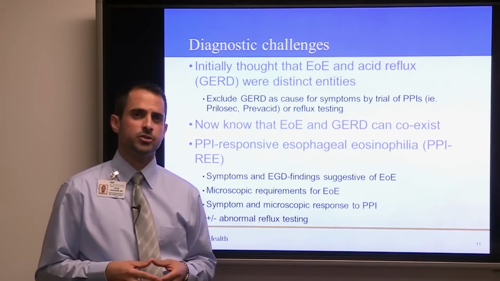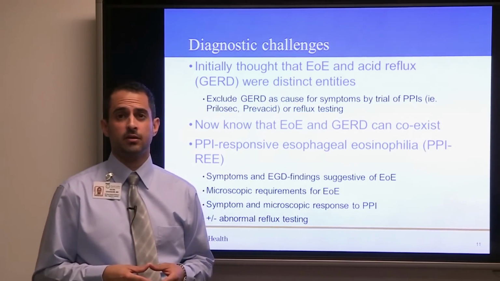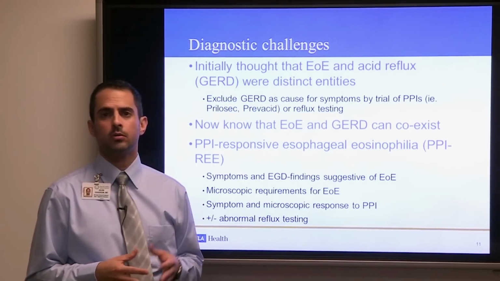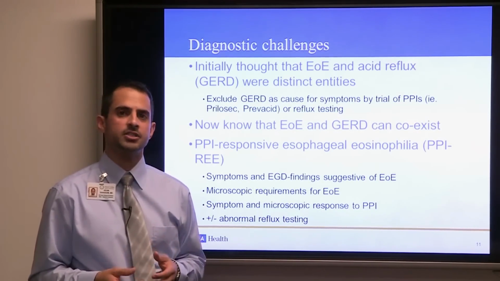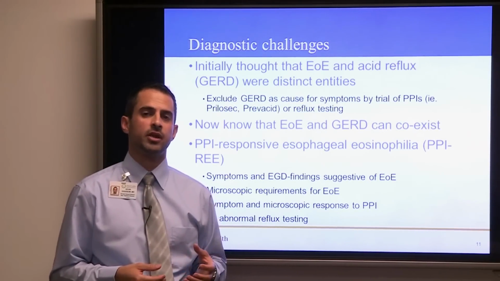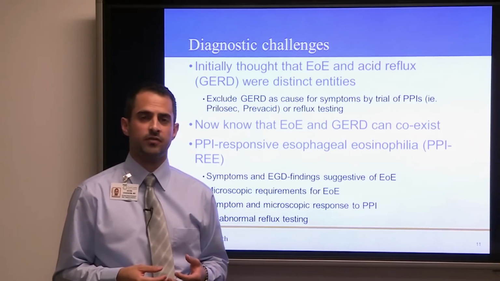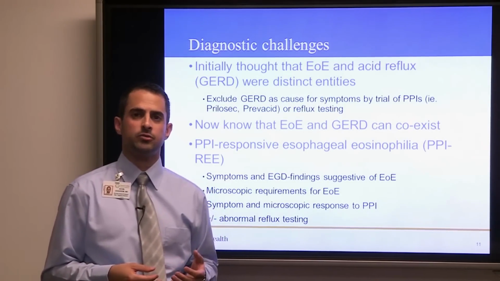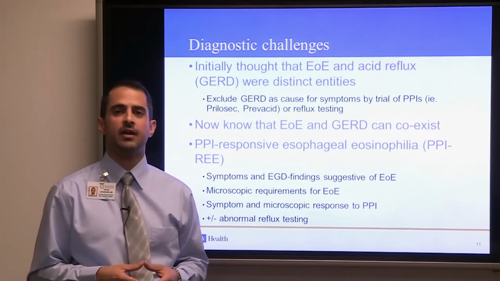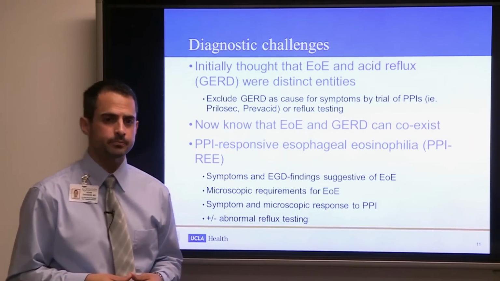But now we know that the two disorders can actually coexist, either as two separate problems occurring in the same patient, or the reflux being a consequence of the eosinophilic esophagitis. As I mentioned, there can be impairment in the movement of the esophagus, and one of the ways in which reflux can occur is if the esophagus doesn't work well, so it can't clear the acid out of the esophagus that is trying to come up.